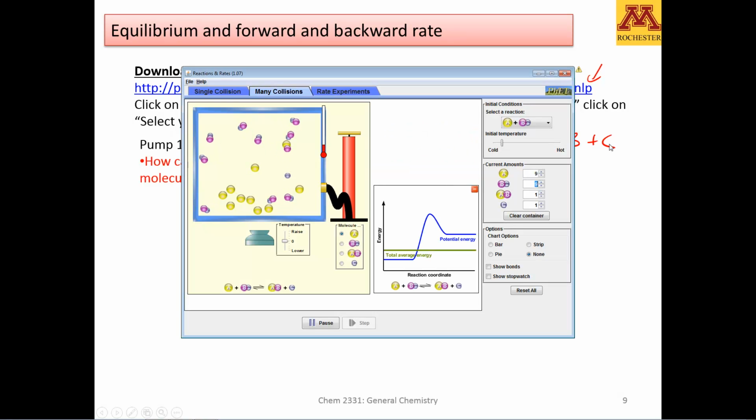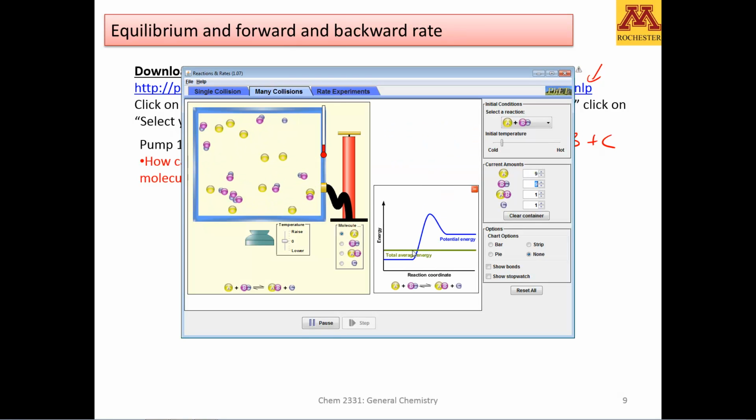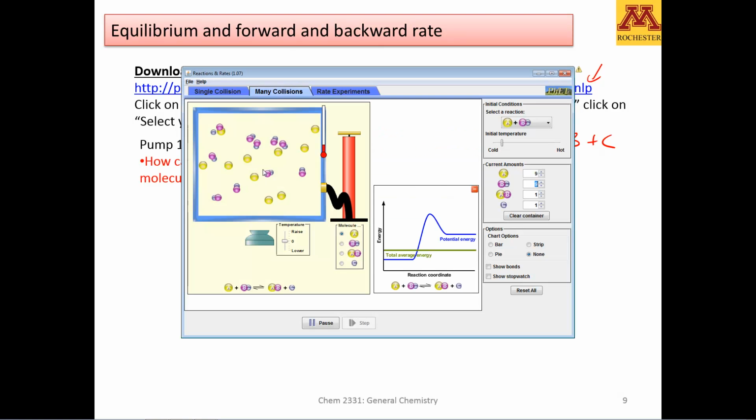So a fairly simple reaction, and notice that even though we pumped in only 10 and our total average energy is here, there's already one molecule that has turned into products. So that's the main question here. How can it be if the total energy is below the transition state? You can see here that the total energy is below the transition state up here. How can it be that you can start seeing molecules react?